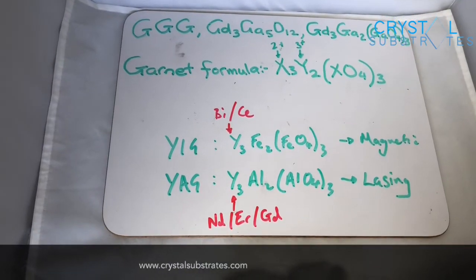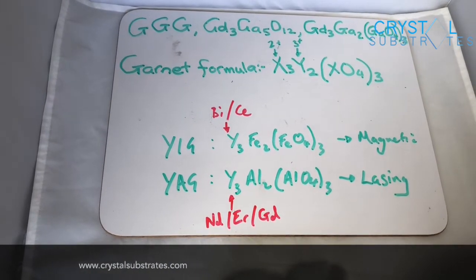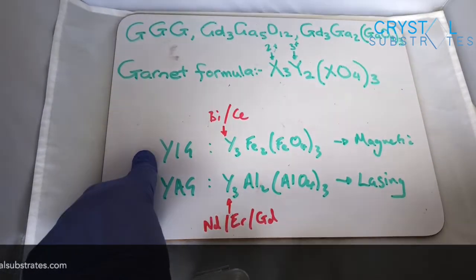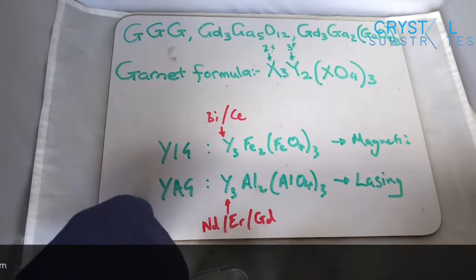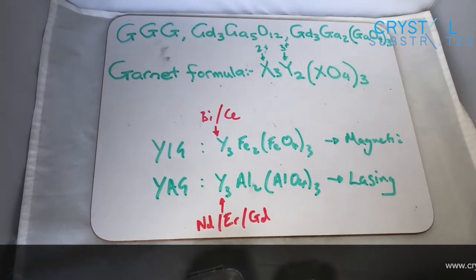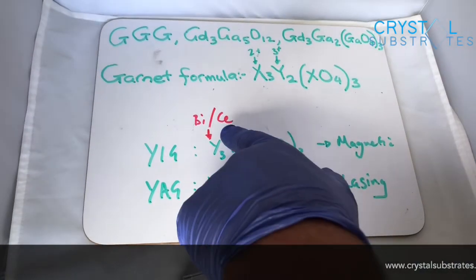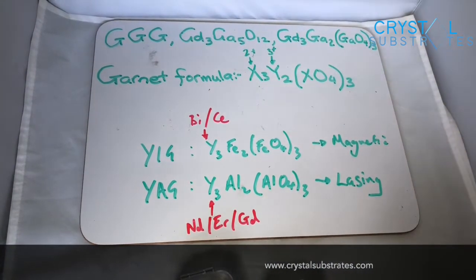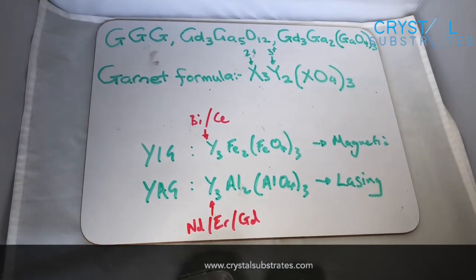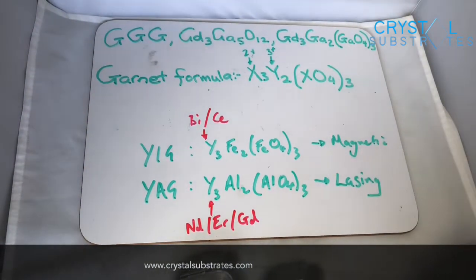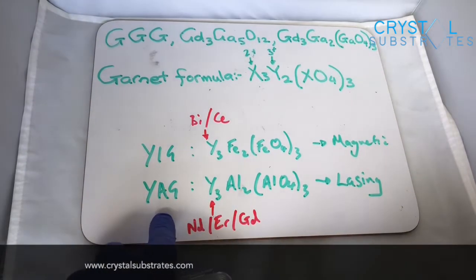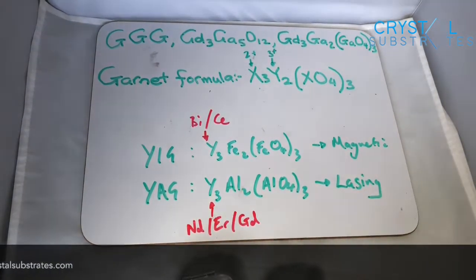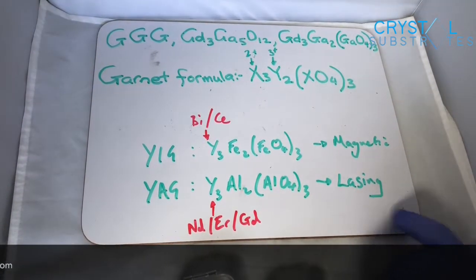If we look at some of the common studies which are used with GGG as your substrate, there's been a lot of studies on YIG materials and YAG materials. For YIG, the yttrium iron garnet, the yttrium is often replaced with either bismuth or cerium or other cations, to study its magnetic properties. And for YAG, the yttrium is often substituted with neodymium or erbium or gadolinium, and that's for studying lasing properties of these materials.